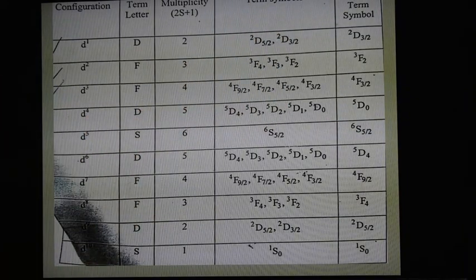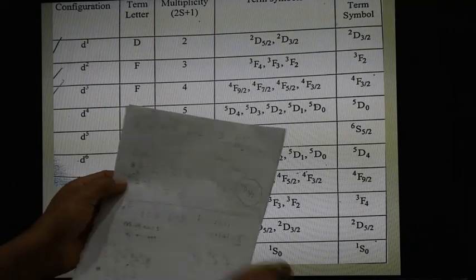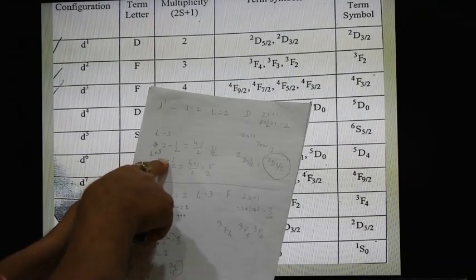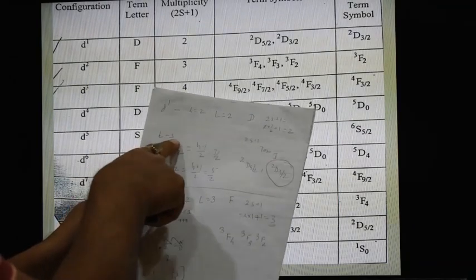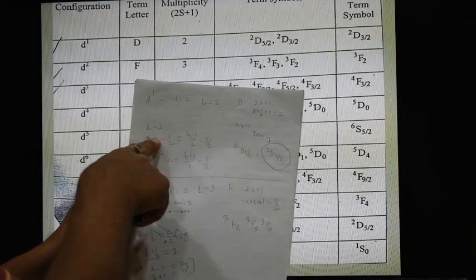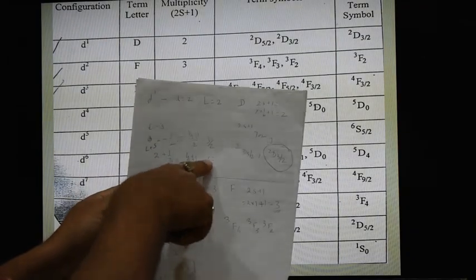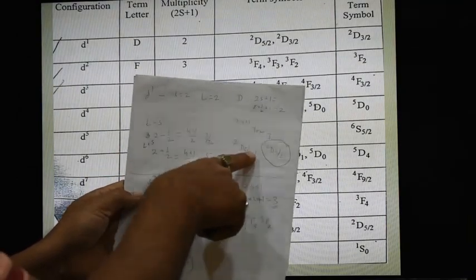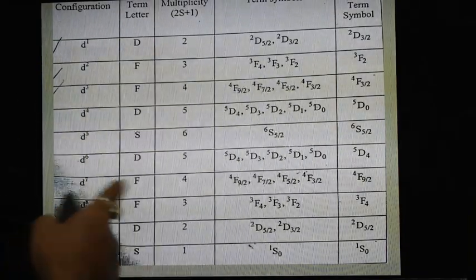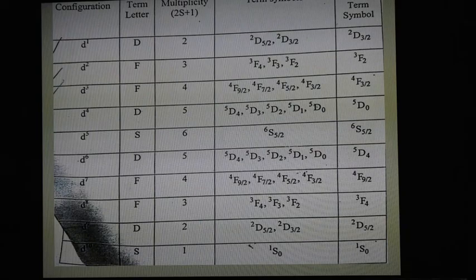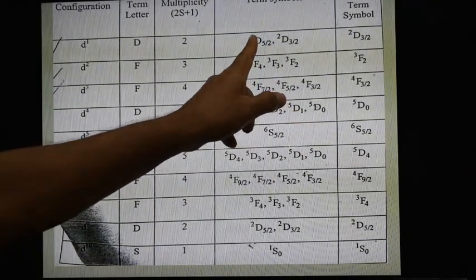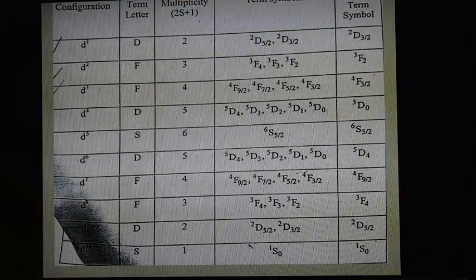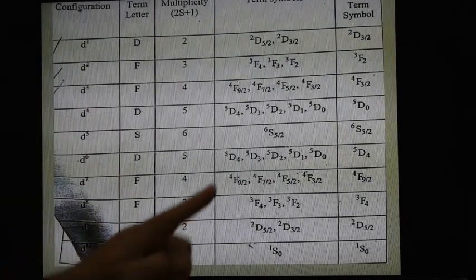Now two term symbols are there. How do we find them? Here 2S plus 1 is 2. Now L minus S and L plus S. L minus S is 2 minus 1/2, which is 3/2, and L plus S gives 5/2. This is the J value, obtained from L plus S and L minus S. So 2 is the multiplicity, D is the term letter, and 5/2 and 3/2 are the two values of J, starting from L plus S down to L minus S.